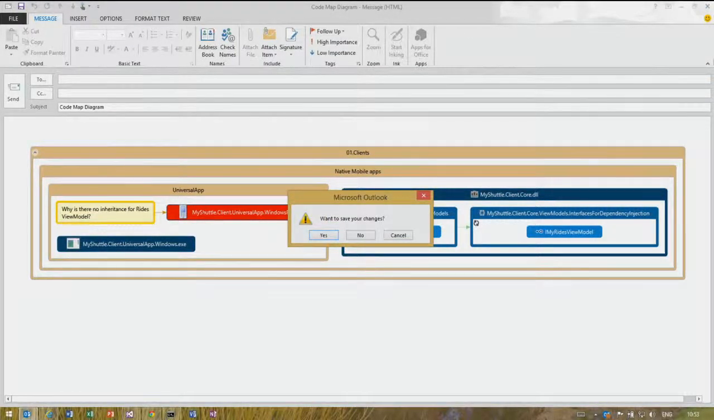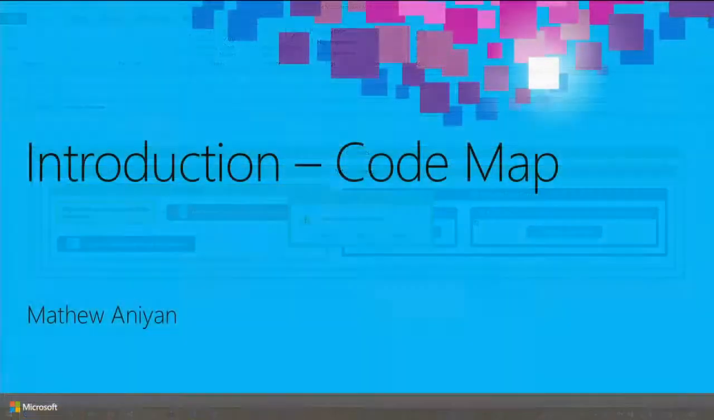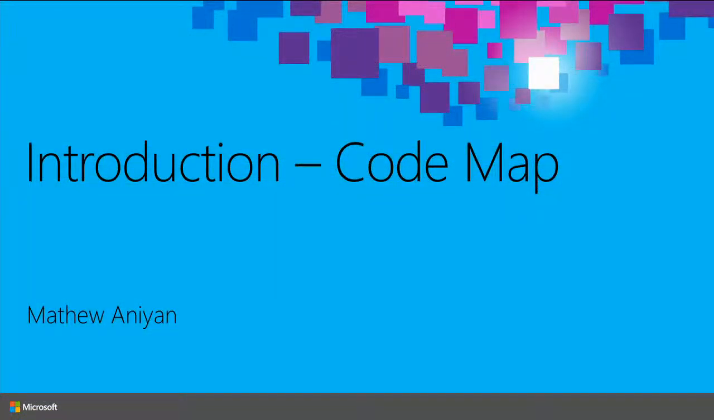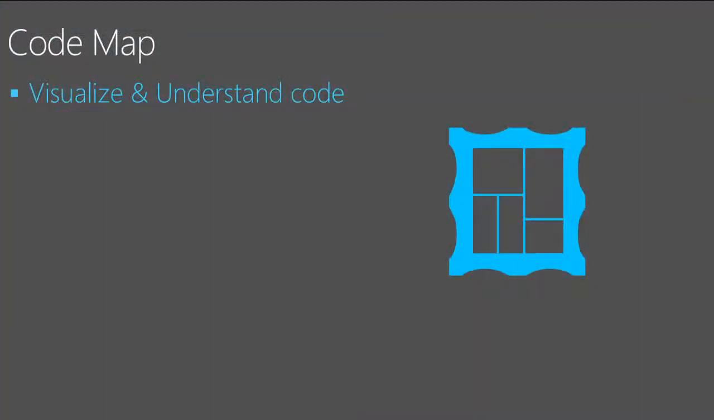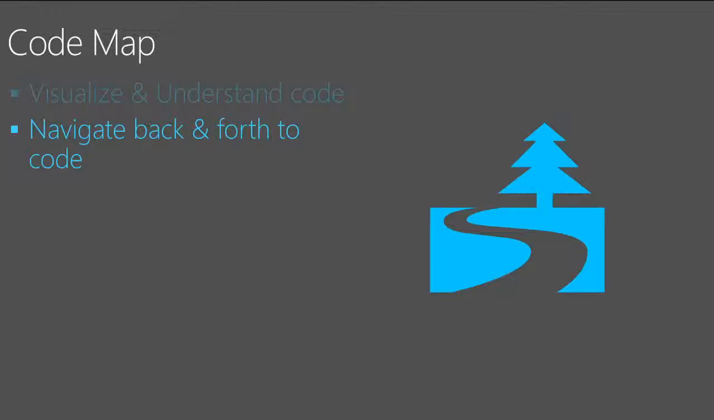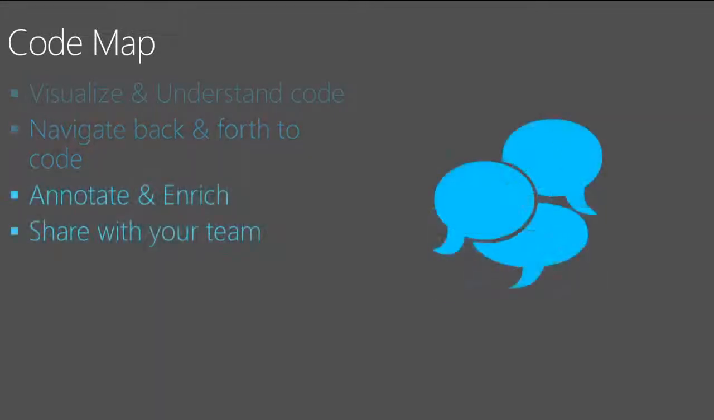So at this point, let me quickly summarize what I showed you here. I showed you the code map, how you can use it to visualize and understand the code, how various components fit in together. We could navigate back and forth from the code to the code map, perform operations in the code editor, which will then show in the code map. We could also annotate and enrich the diagram and share it with your team.